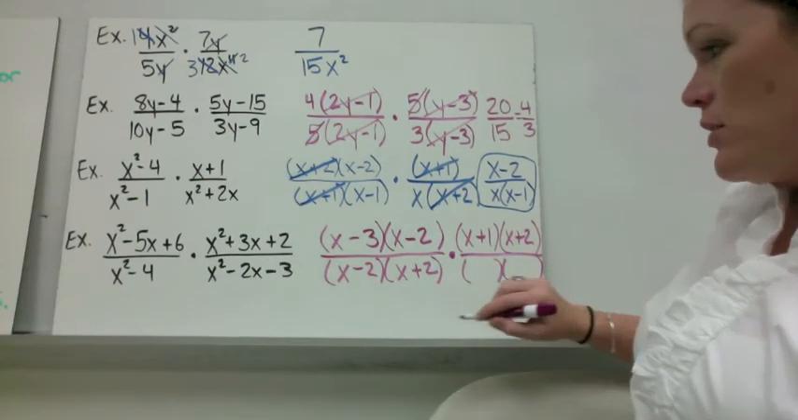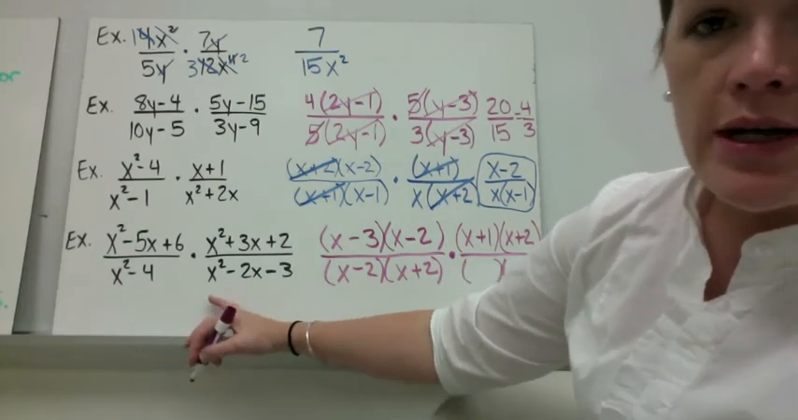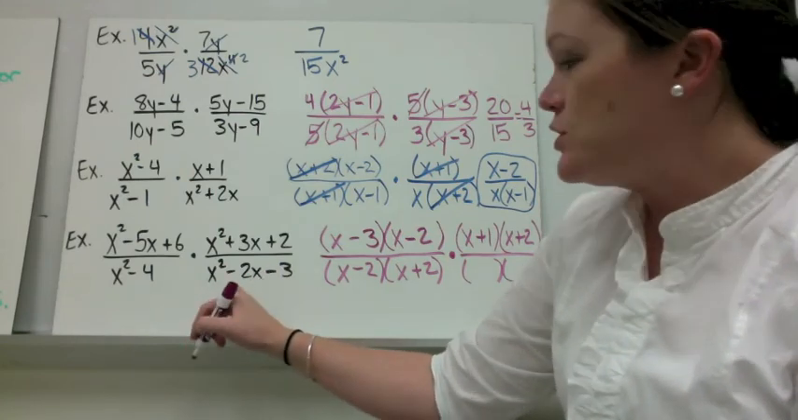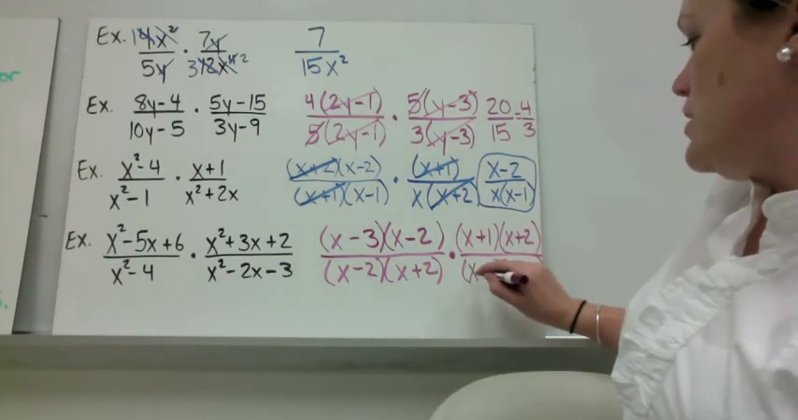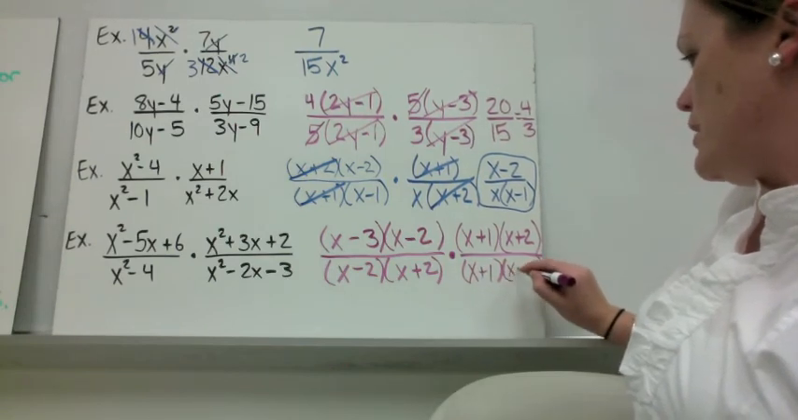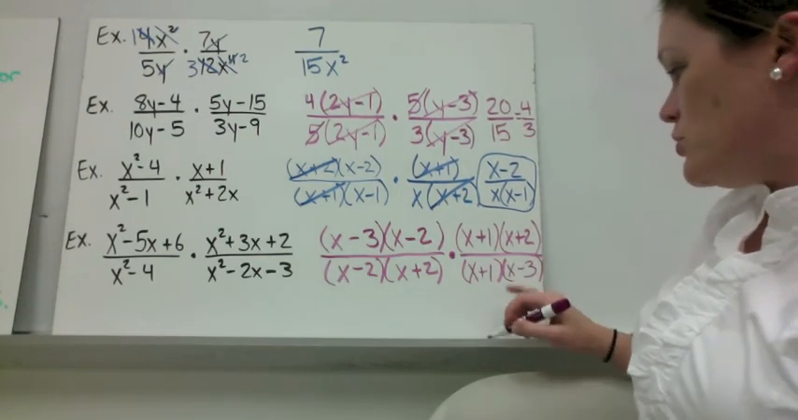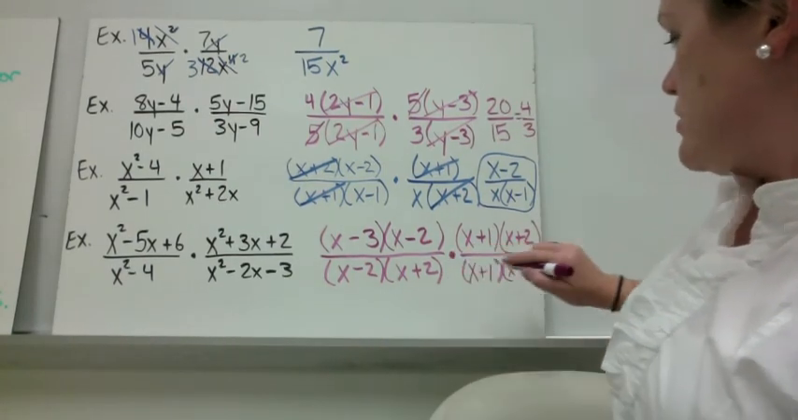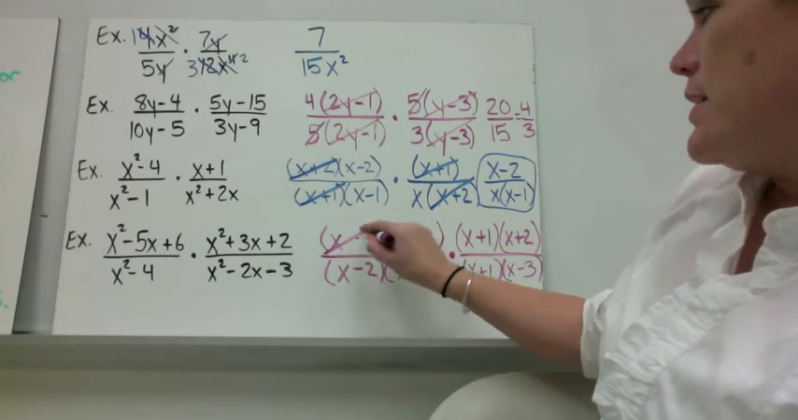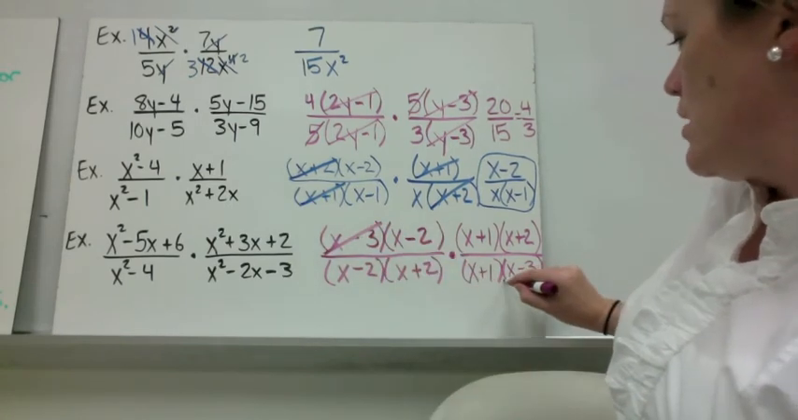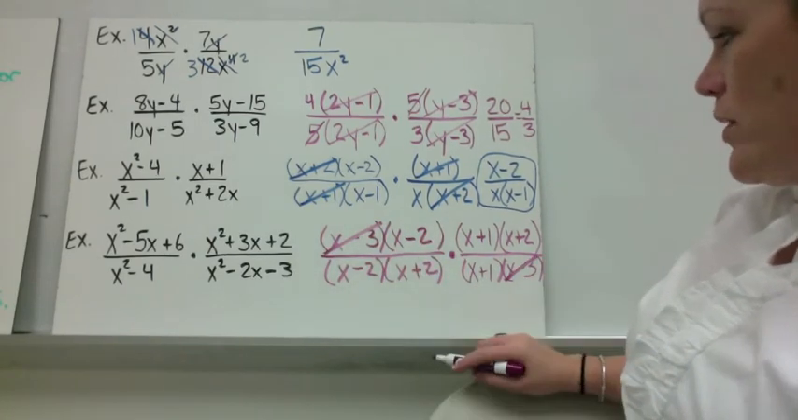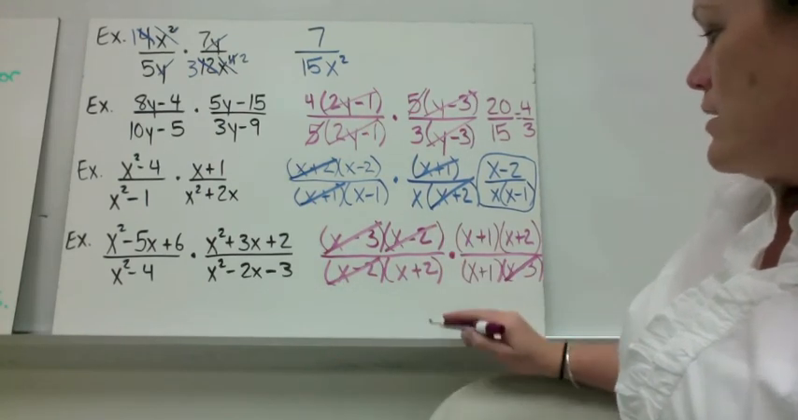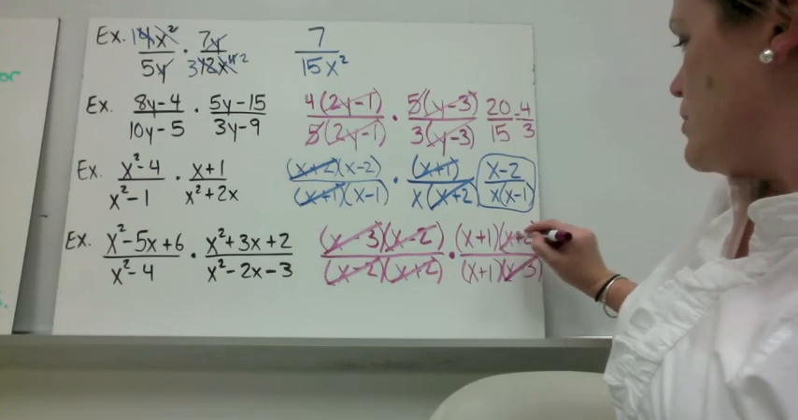And in the denominator, another trinomial. So I need numbers that are going to multiply to be negative 3 and add up to be negative 2. So that would be x plus 1 and x minus 3. So once you get it all factored out, like I say, this is the more fun part. You get to make your answer much, much smaller by canceling. x minus 3 and x minus 3 would go away. x minus 2 and x minus 2 would go away. x plus 2 and x plus 2 would go away.